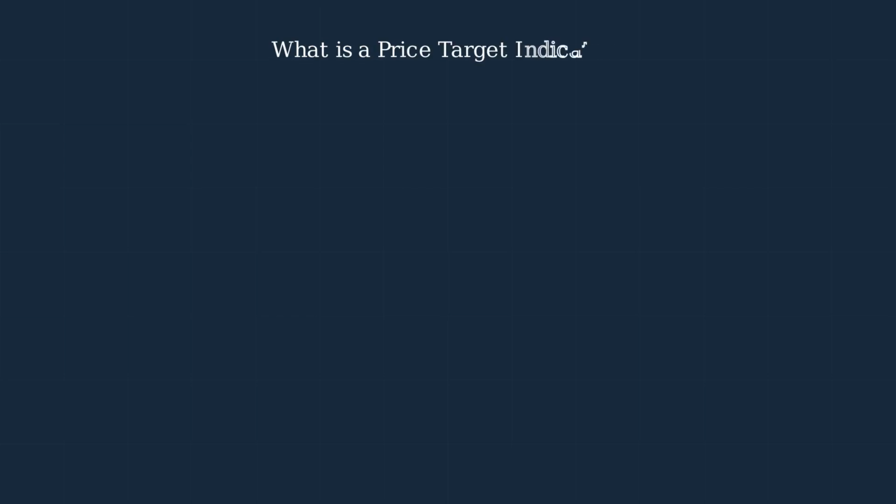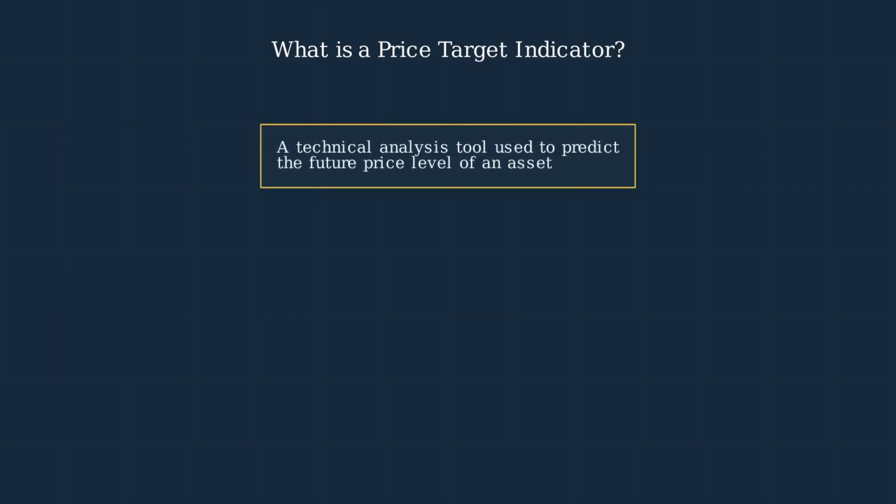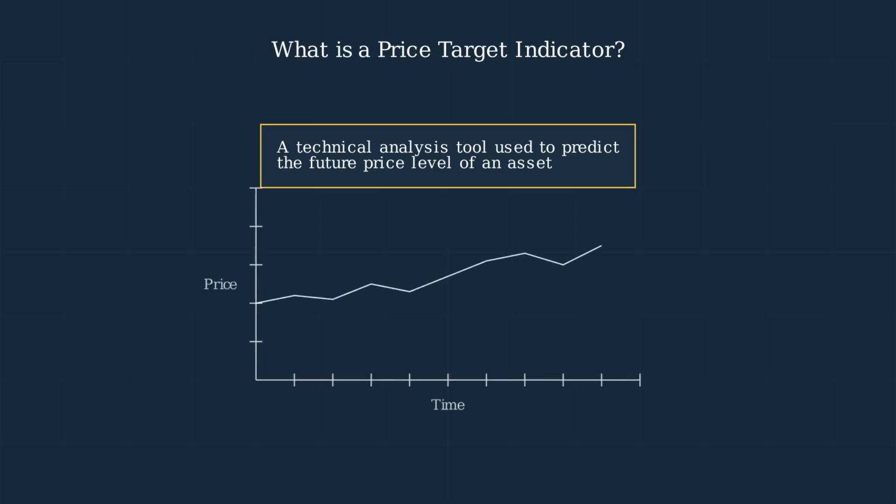A price target indicator is a technical analysis tool used by traders and investors to predict the future price level of an asset. When analyzing price movements, traders use various methods to determine where an asset's price might go next. Price targets help establish potential entry points, where traders might open positions, and exit points, where they could close them for profit or to limit losses.